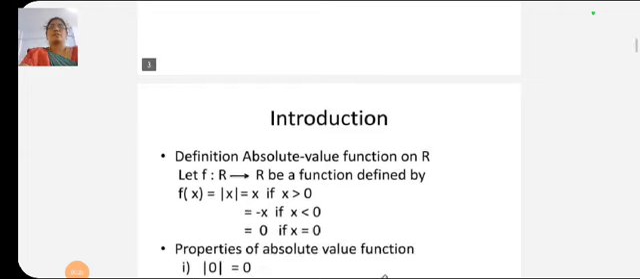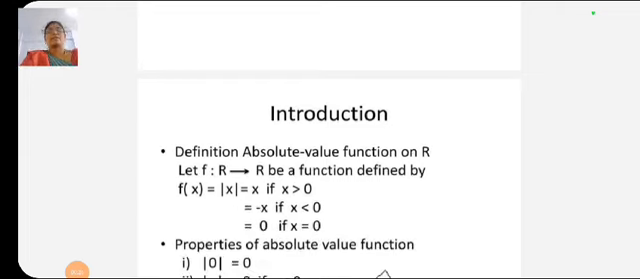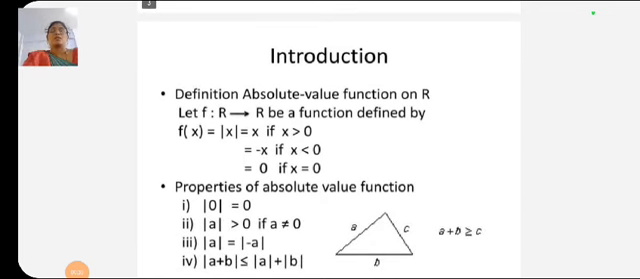by f of x equal to norm of x, equal to x if x is greater than 0 and minus x if x is less than 0. If f of x equal to 0, then x equal to 0. The first property of absolute value functions is norm of 0 equal to 0. The second one is norm of a greater than 0 if a not equal to 0. The third is norm of a equal to norm of minus a.